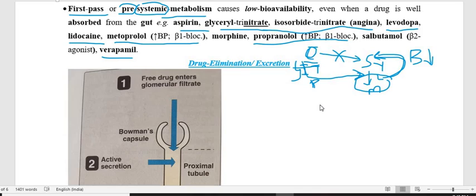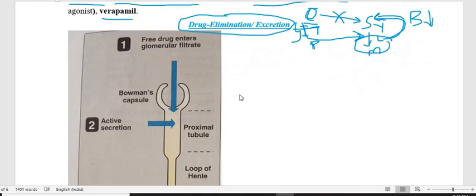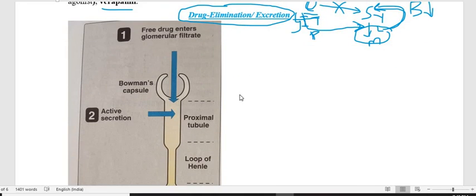Now we have to go through the second part of this lecture. So now we are going to go through drug elimination, which is also called drug excretion. So what is drug elimination or drug excretion? When you administer the drug, after its phase 1 and phase 2 metabolism, it has to be excreted out through the urine.